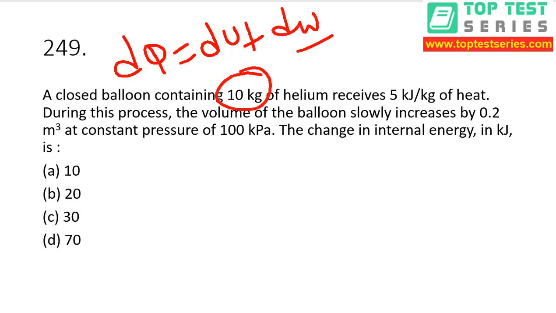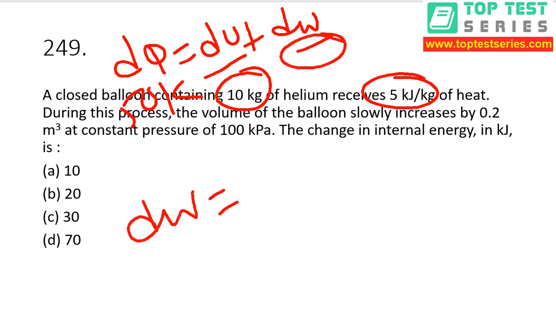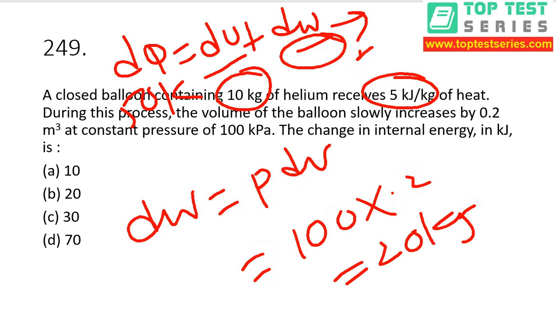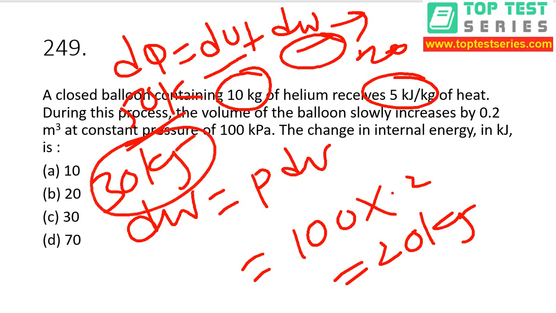Now we have to find du, right? Just multiply these terms, we get dq is 50 kilojoule. For finding du, we have to find dw. So we know dw is P dv. P is 100, dv is 0.2, so it is 20 kilojoule. So dw is 20 kilojoule and dq is 50 kilojoule. So du is 50 minus 20, that means 30 kilojoule. Therefore, option C is the correct answer for this question. I hope you got the point.